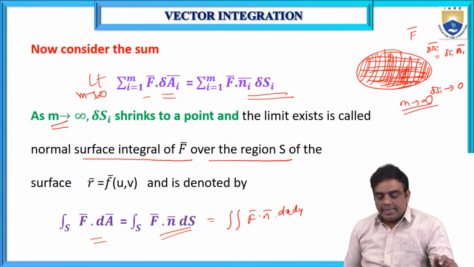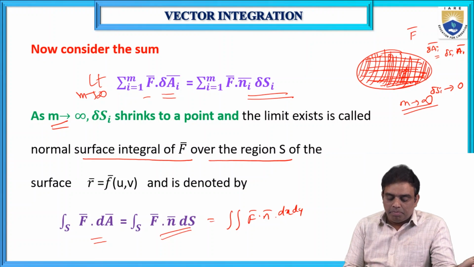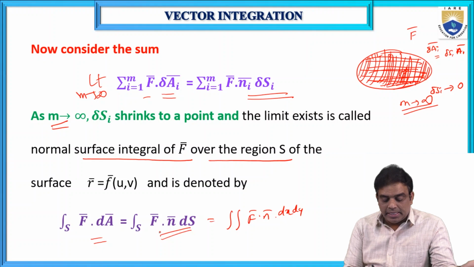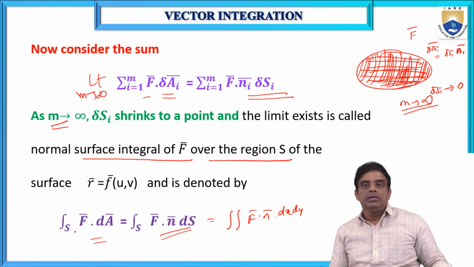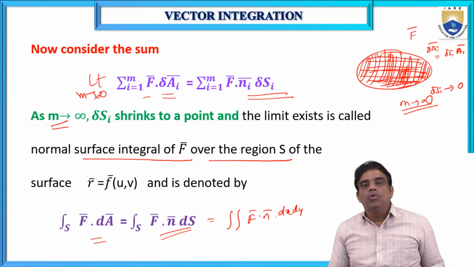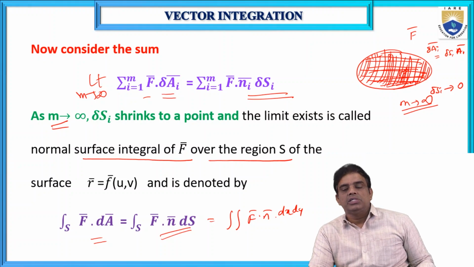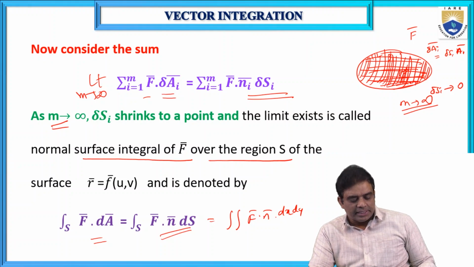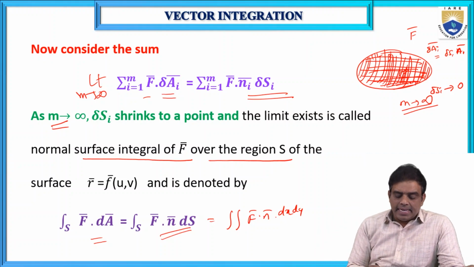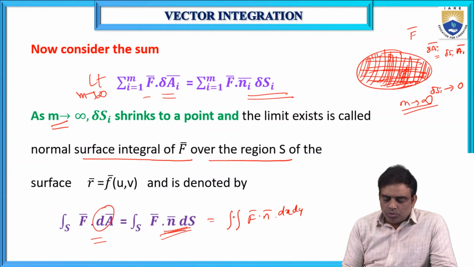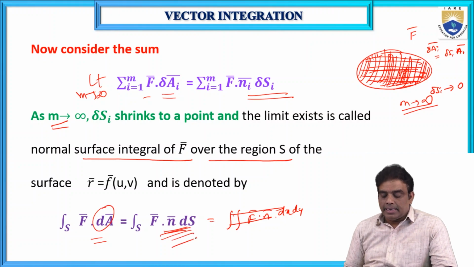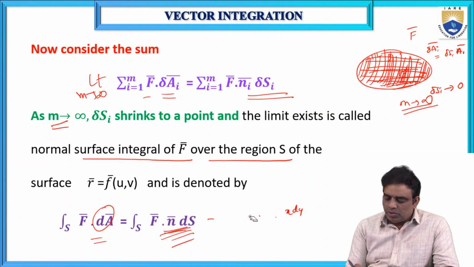So how do we evaluate this f bar dot n bar ds, or f bar dot dA bar? This is the integral over S of f bar dot dA bar. This is called the surface integral over the surface S. This vectorial area dA bar can be written as n bar into ds. And now the question is, how do we evaluate this integral? That I will explain, but I will go to the next slide.